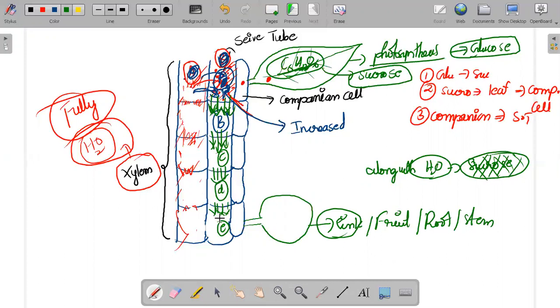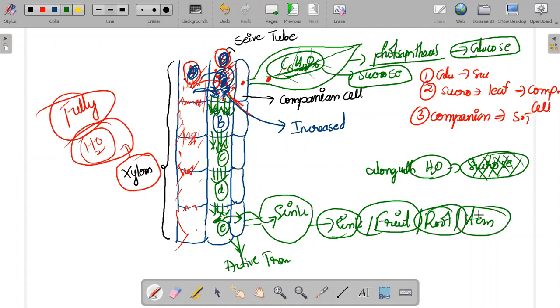So now what will happen? Sucrose molecules present in this sieve tube will enter into this companion cell. For this, they require active transport. And from the companion cell, they will enter into the sink. The sink can be either fruit, root, or stem, whatever it might be. And in this way, sucrose molecules are getting transported from the leaf part to the downward part.